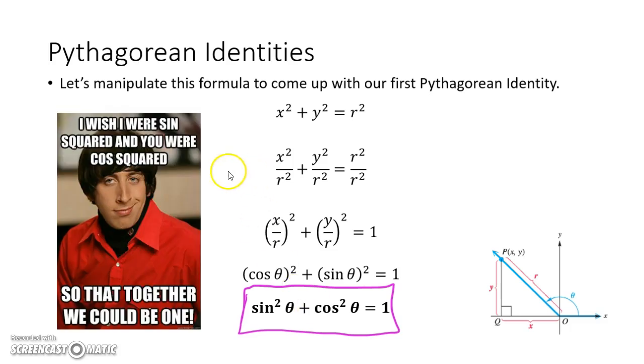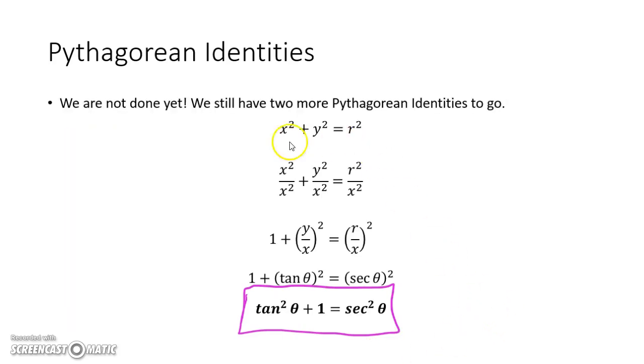I just like Big Bang. So I wish I were sine squared and you were cosine squared so that together we could be 1. Ha ha ha. Okay, let's keep moving. You can laugh later.